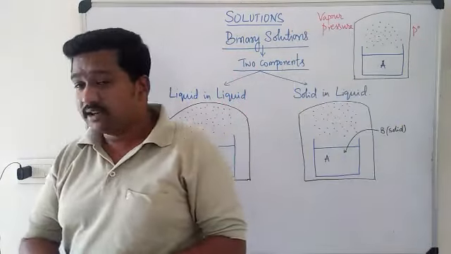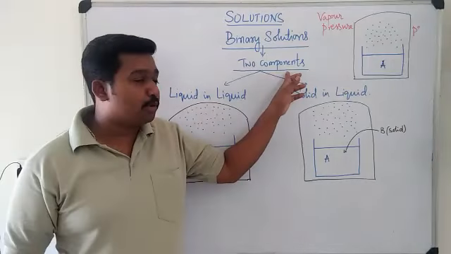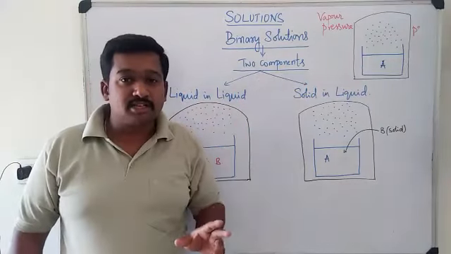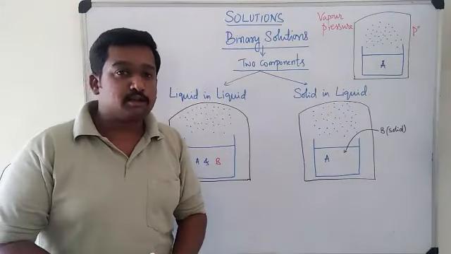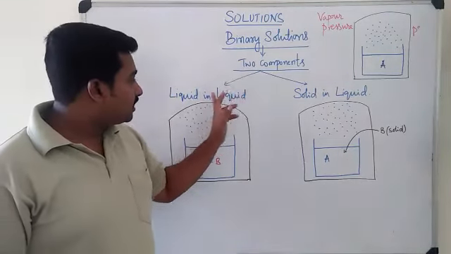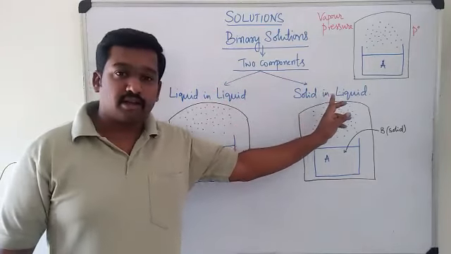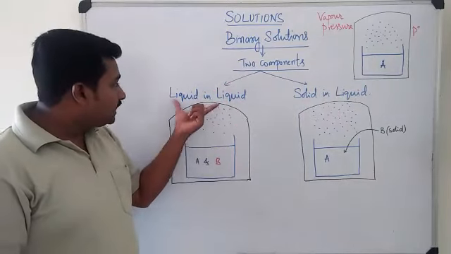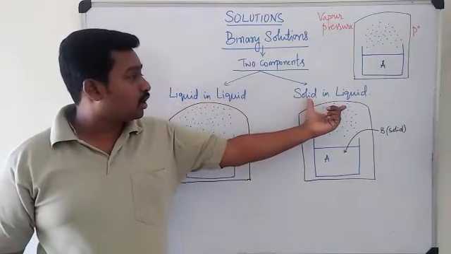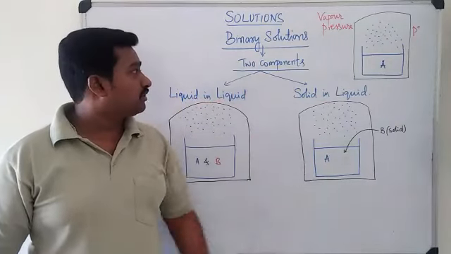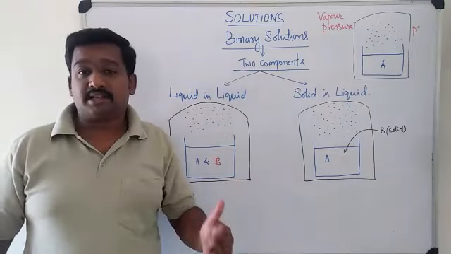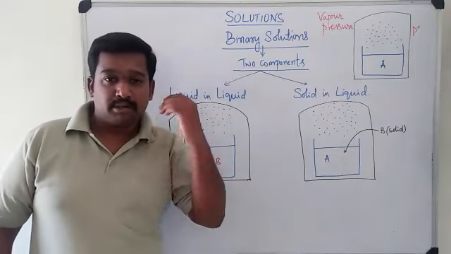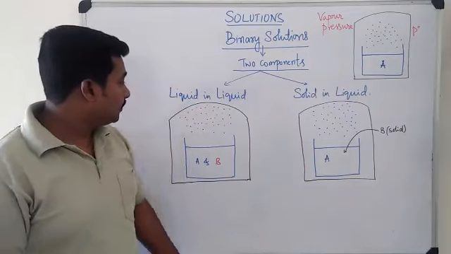A binary solution is a mixture of two components. A homogeneous mixture of two components will be called a binary solution, simply a solution. There are two types of binary solution. One is liquid in liquid, another is solid in liquid. These are the two types of binary solutions we have considered. Gas in liquid we have studied in our previous video already. Please check that once again for the review.